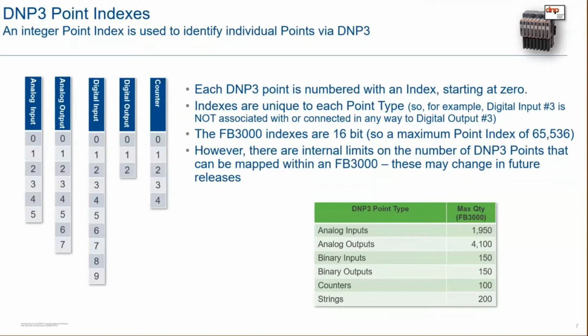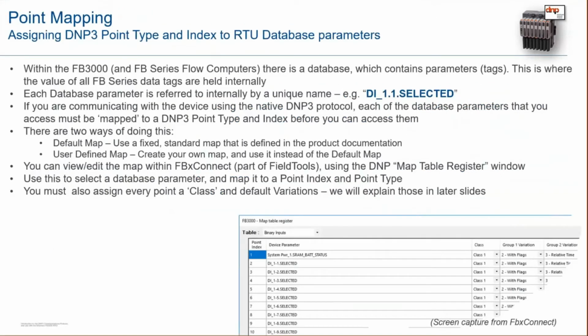Now, having then identified what the indexes are and how you access a point, how do you make it so you can access points with the device itself? Those of you who've used the FB3000 or the flow computer may be aware that there's an internal database, and that database contains parameters. We also call them tags.